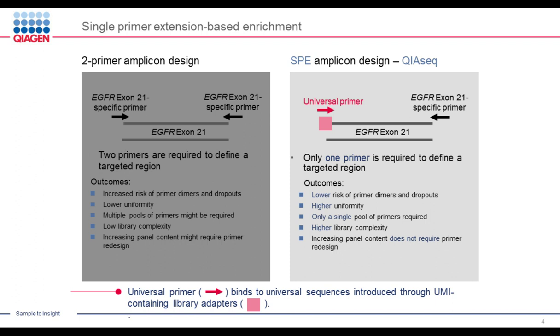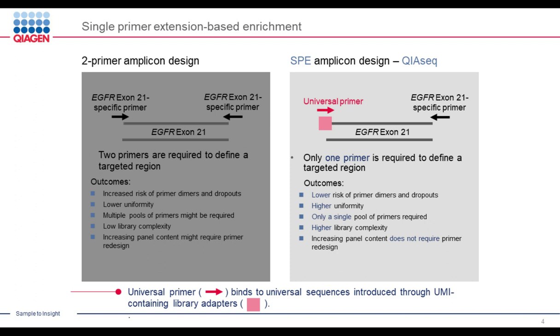So for instance, if you're interested in exon 21 of EGFR or any other gene for that matter, with a two-primer amplicon design, you would require two EGFR exon 21 specific primers, one that flanks the beginning of the site that you're interested in, and one that flanks the end of that specific region. Now, the outcomes of such an approach: while this has been a widely used approach, there are several limitations. First, you end up with an increased risk of primer dimers and dropouts, and what this translates to is, of course, you end up not covering that specific region, or you end up covering it very poorly.